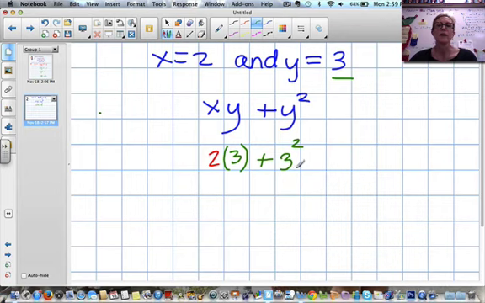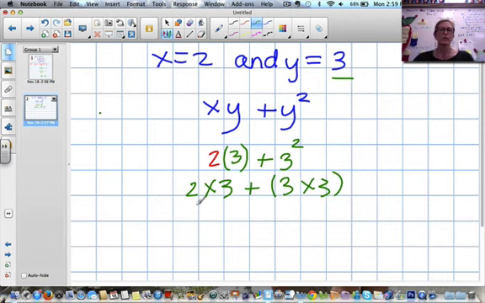Okay, and I'm going to write out what that means. So this really means 2 times 3 plus, and then we know that 3 to the second power really means 3 times 3. Okay, so we're going to go ahead and solve this. 2 times 3 is 6, plus, and we know that 3 times 3 is 9, and 6 plus 9 is equal to 15.